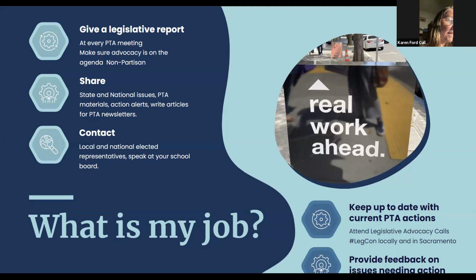Also there is going to be a conference in Sacramento, so that would be an important thing to participate in, and provide feedback on issues needing action. If you're seeing something that your PTA really wants California PTA to be advocating on, send that back up the chain. This has got to be a two-way conversation, right? Next slide, please.